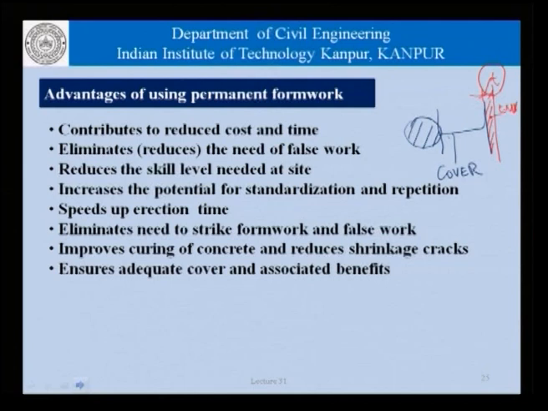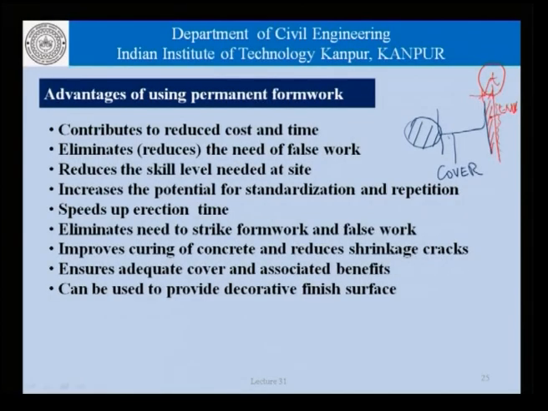Permanent formworks can be used to provide decorative finished surfaces, because this side of the panel is not cast in situ. It can be used to provide decorative finished surfaces, because on the outside of the panel we can have designs, we can have colors, whatever we want.